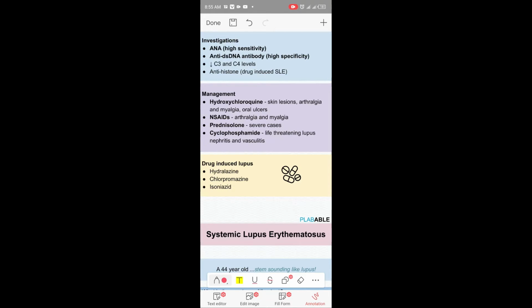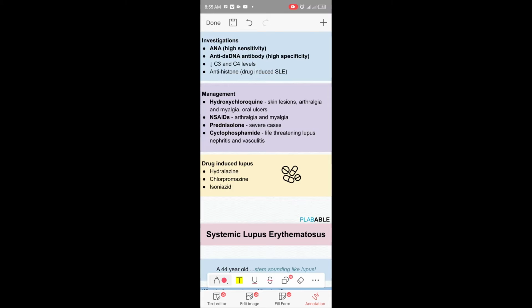If you talk about the HLA association, DR3 and DR4 association is there. Mostly it is in the females for SLE. The female to male ratio is 9:1, and it is more common in the 20 to 40 age bracket in the females.